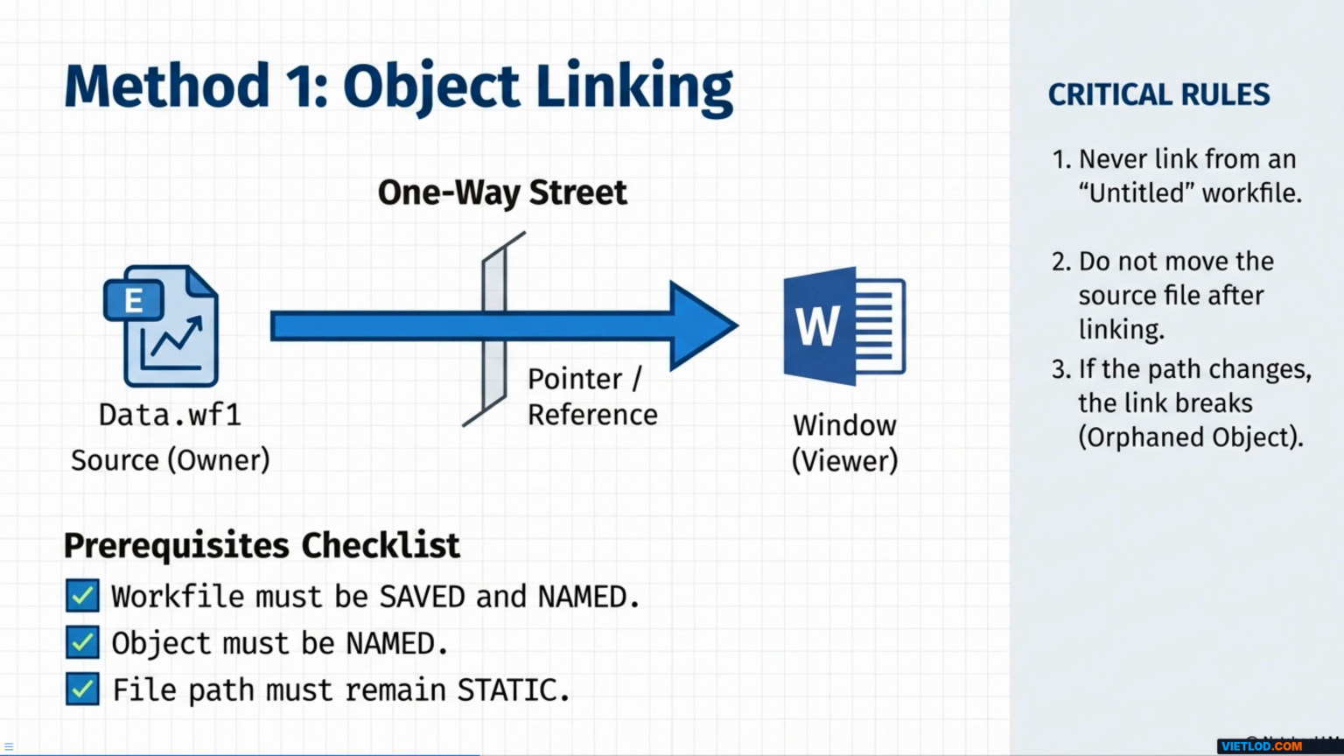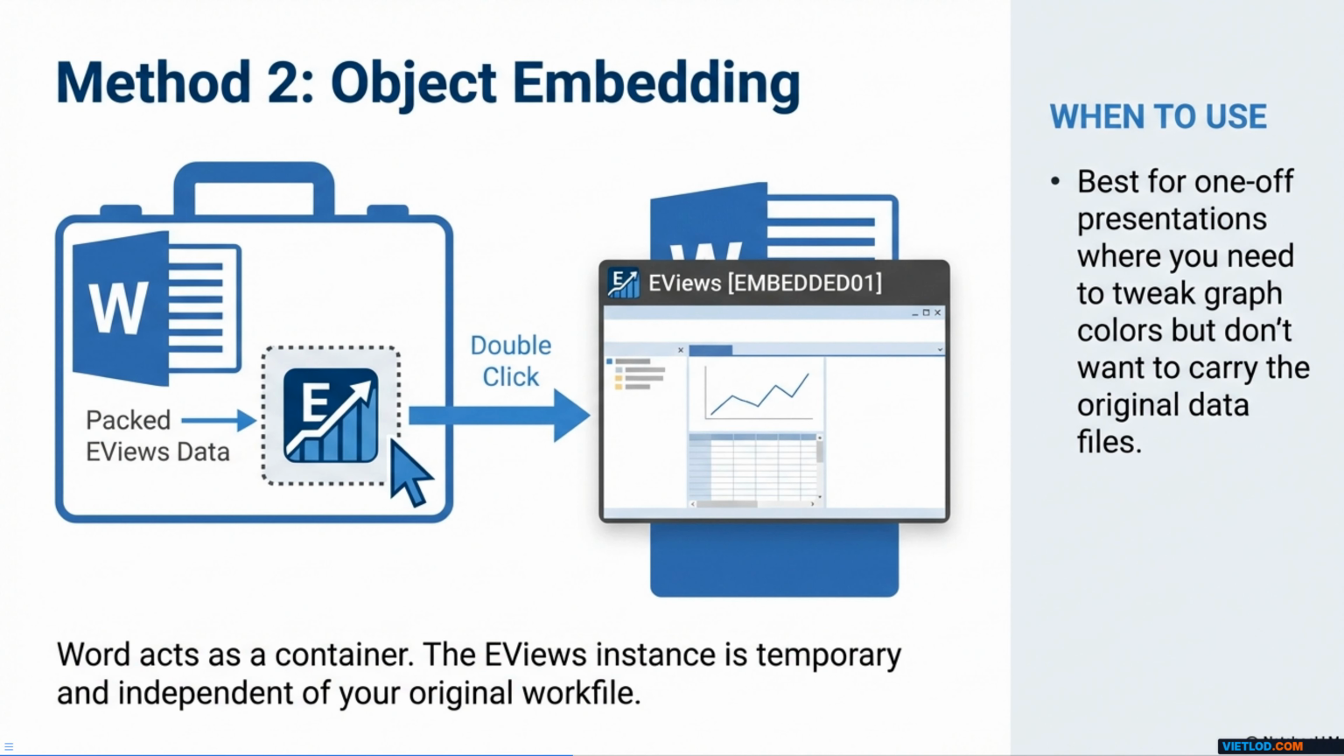Object linking is a one-way street. The EViews workfile, labeled as the source owner, sends data via a pointer/reference to the Word document, which acts as the window/viewer. There are three critical prerequisites for successful object linking. First, the workfile must be saved and named. You should never link from an untitled workfile. Second, the specific object within the workfile must also be named. Third, the file path to the workfile must remain static. If you move the source file after linking, the connection will break, resulting in an orphaned object. Therefore, do not move the source file after linking, as any changes to the path will sever the link.